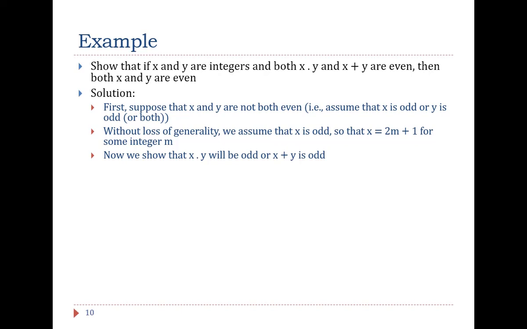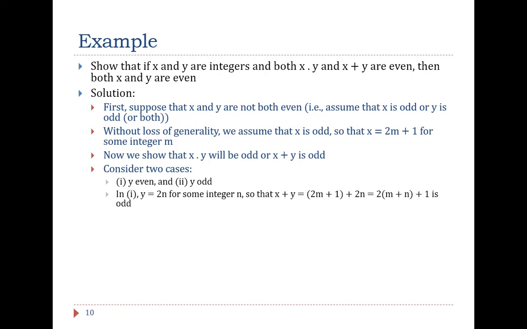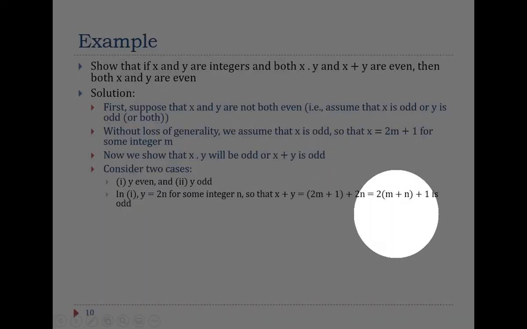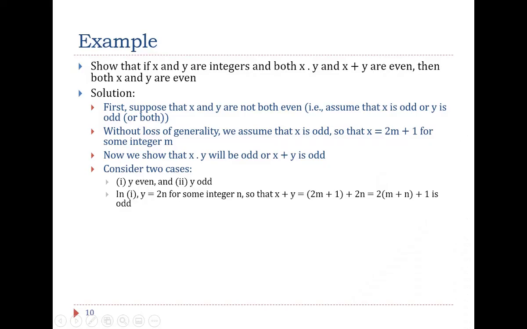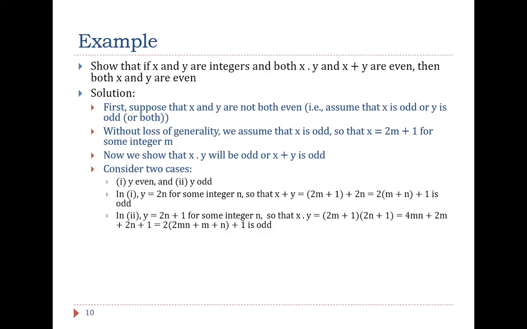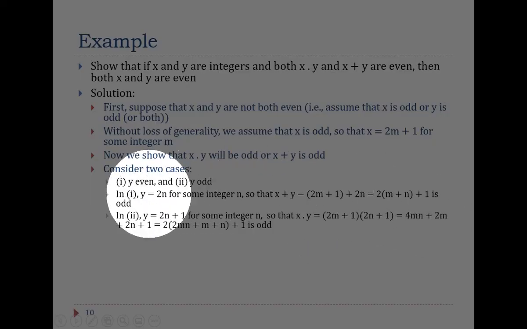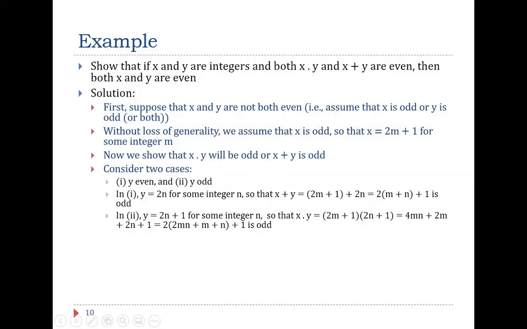So now we show that x times y will be odd or x plus y would be odd. So we have to consider two cases. y is even and y is odd. Okay, good. In case y is equal to 2n, then x plus y can be written as a multiple of 2 plus 1. Okay, and this means that the summation of x and y is odd. Okay, good. In the second case, the multiplication can be proved to be odd at the end. So you have 1 in it at the end. Good. So does this conclude the proof?